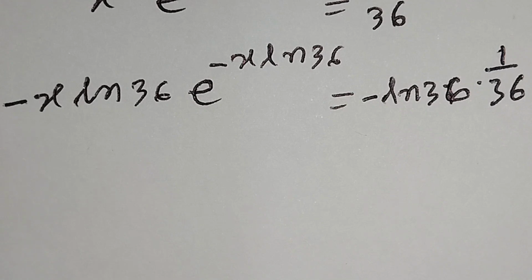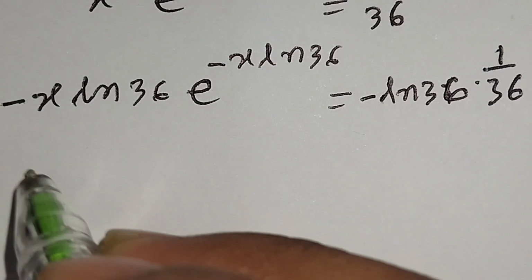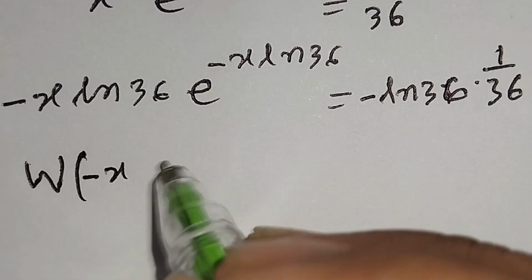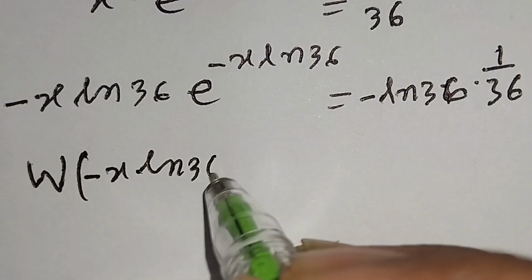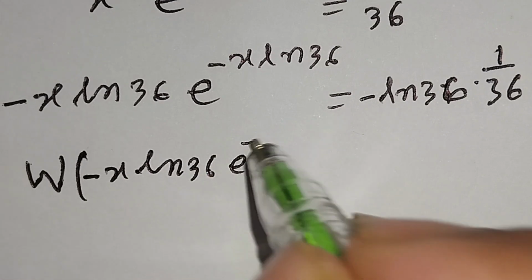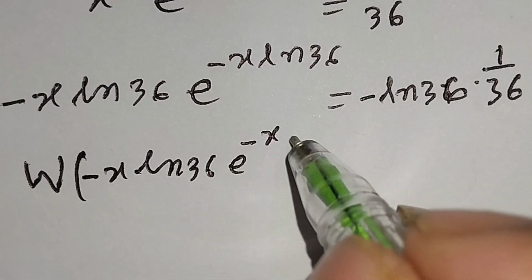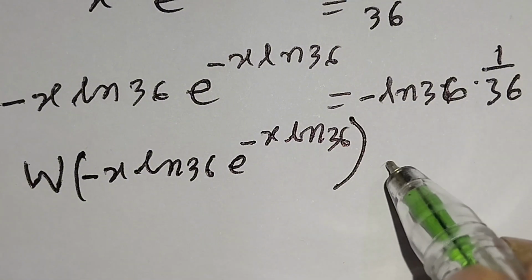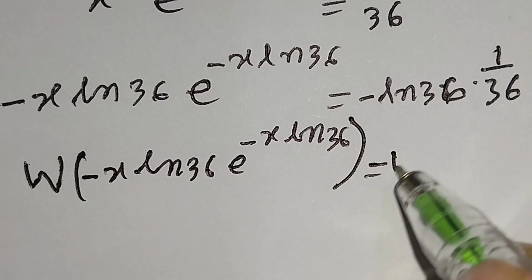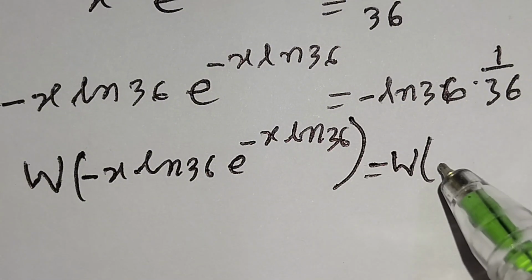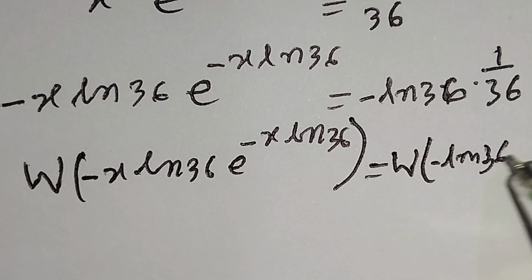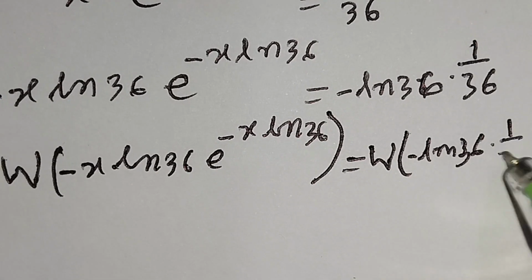Now we will apply the Lambert W function on both sides. So we can write here Lambert W of negative x ln 36 times e to the power negative x ln 36 is equal to Lambert W of negative ln 36 times 1 over 36.